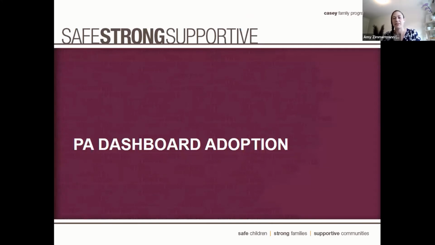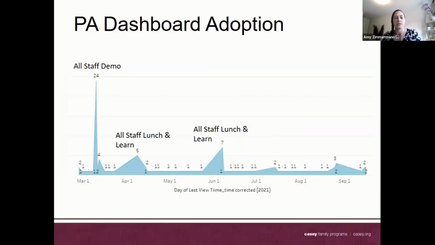Dashboard adoption. Okay, and the next slide, please. So this is our graph of how many people are currently using the dashboard. And so you'll see we had the highest number of 24 individuals at the all staff demo, of which there were probably 120 folks who attended, just to give you a sense of how many people actually clicked into the dashboard on that day. And then you'll see it drop down to 1 or 2 and then 4.